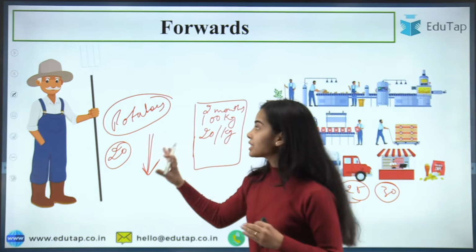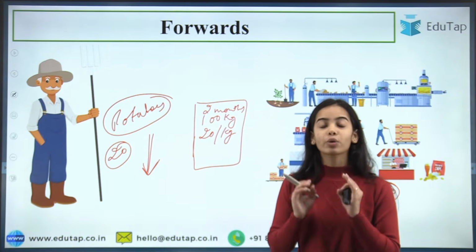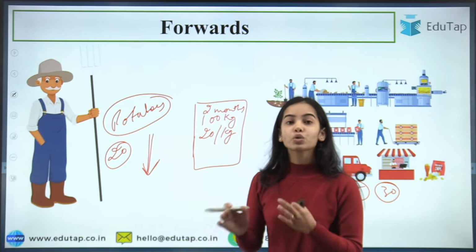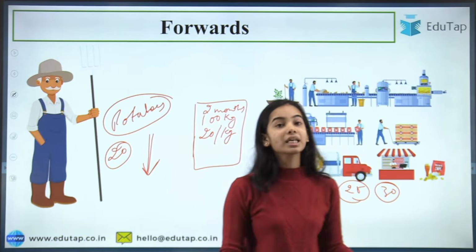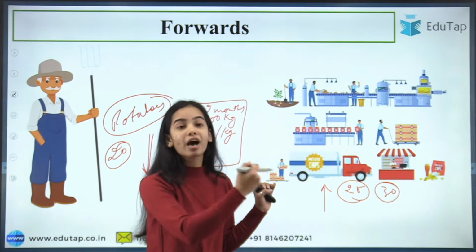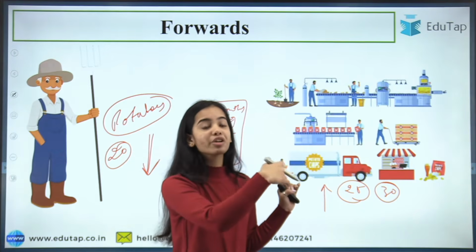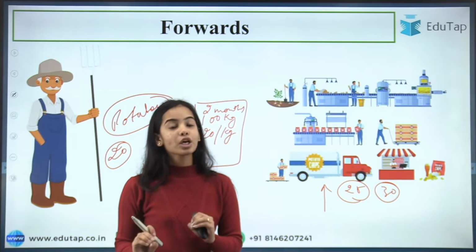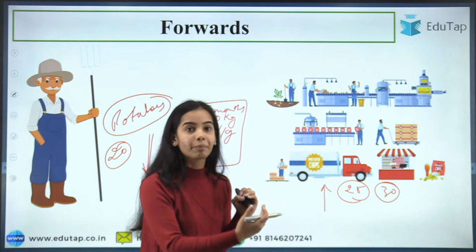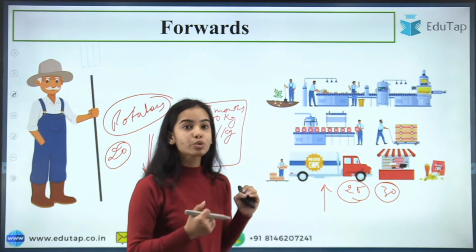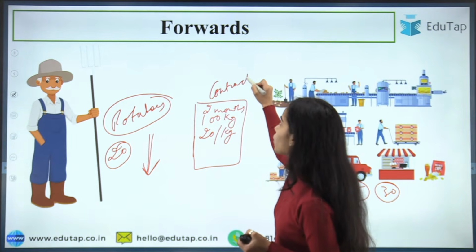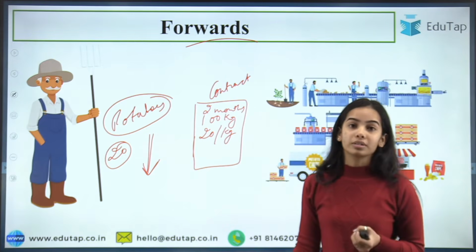What is happening is that the seller is now sure that even if I produce, I will be selling my product for 20 rupees at least, so I won't be facing too much loss. And the company is sure that even after 2 months, even if the prices rise to 25 or 30, they will be buying at 20 rupees. So they won't be bearing any losses, and their profits won't reduce too much. So this is the contract that we call the forward contract, or forwards.